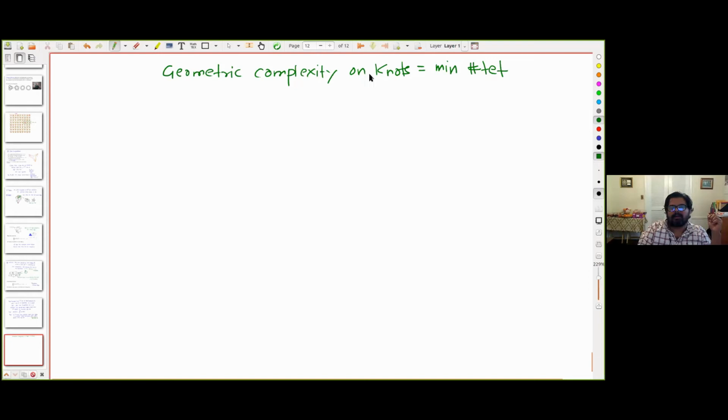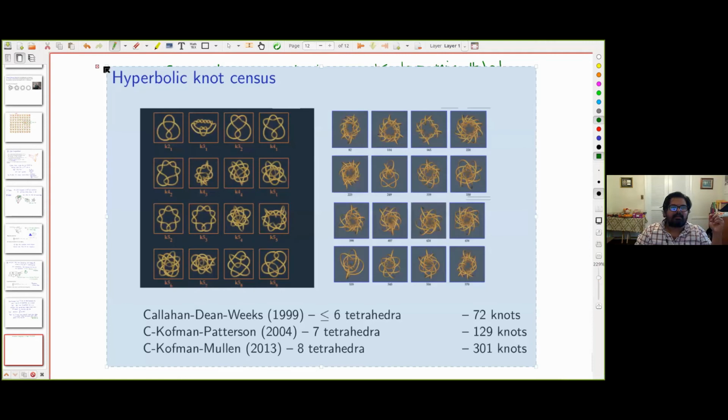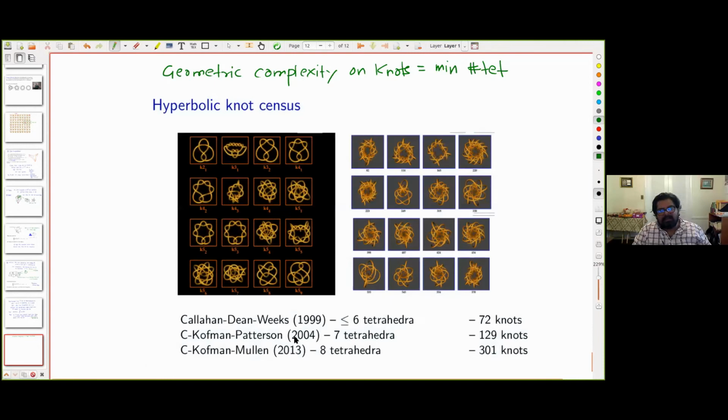And so you can enumerate knots like that, like make a knot table with this complexity. And several people have done that. And this was started by Callahan, Dean, and Weeks. These are called the simplest hyperbolic knots. And this is the hyperbolic knot census. This number here, 2, 3, tells you how many tetrahedra there are. So for example, there are 2 knots which can be triangulated with 3 tetrahedra and no less. There is only 1 knot which can be ideally triangulated by 2 tetrahedra. That is the figure 8.